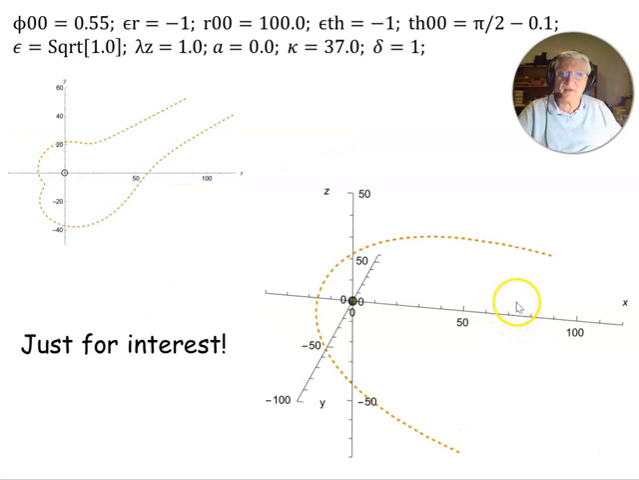Just for interest, I just found this. I'm playing around with it. This is just a deflection orbit, but projected onto the XY plane, it gives you this interesting looking shape here. And then you plot it three-dimensionally and it just looks like a deflection orbit. All right, so that was just for interest. In the notebook, you just set these initial starting points and conditions and produce just about any orbit you want.